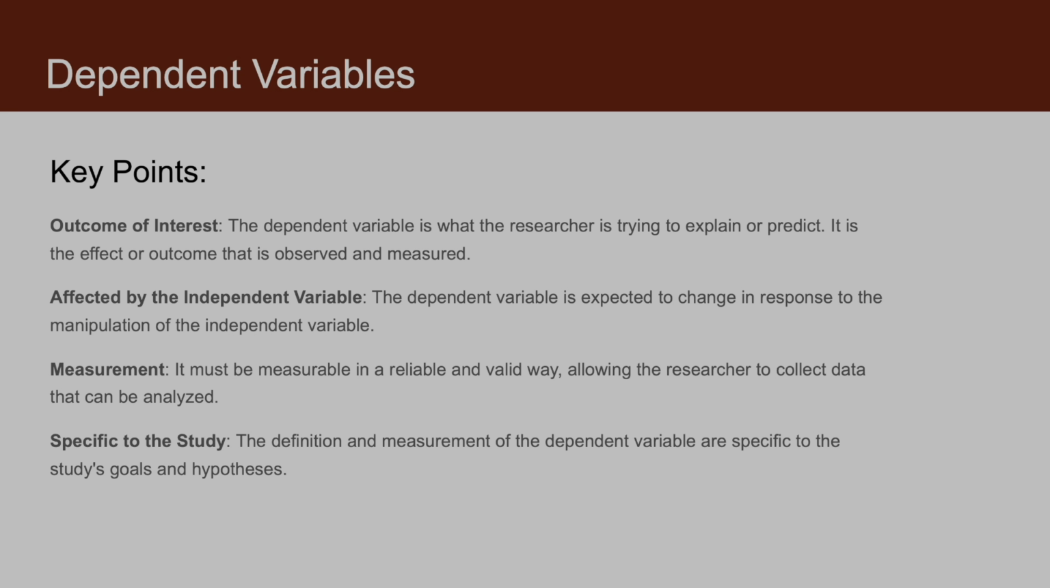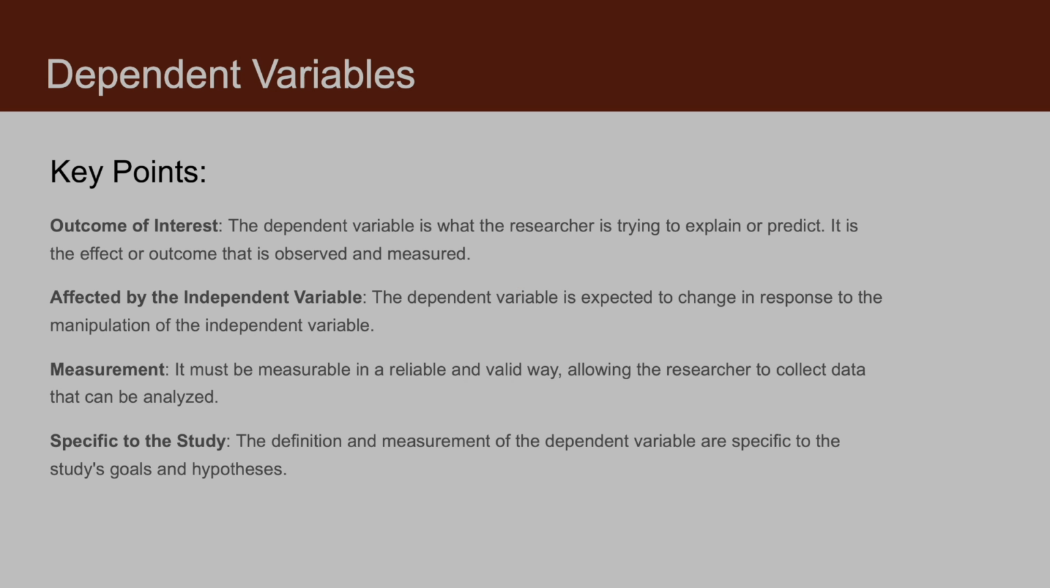Key points you must know about the dependent variables. First, outcome of interest. The dependent variable is what the researcher is trying to explain or predict. It is the effect or outcome that is observed and measured. Secondly, affected by the independent variable. The dependent variable is expected to change in response to the manipulation of the independent variable.